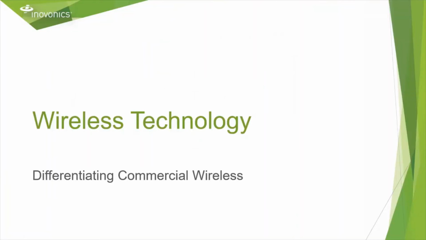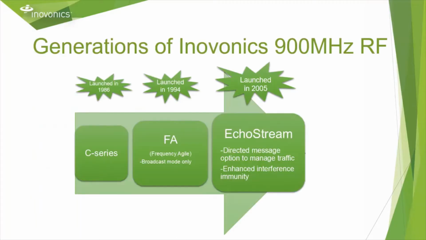Let's start by differentiating commercial wireless from other wireless technology. Inovonics was formed over 30 years ago with our C series of devices back in 1986. After our C series of devices, we launched our Frequency Agile products in 1994, designed to operate in broadcast mode only. Just over a decade later, we moved to our EchoStream line of products, expanding from broadcast mode, adding in directed messaging and enhanced interference immunity.